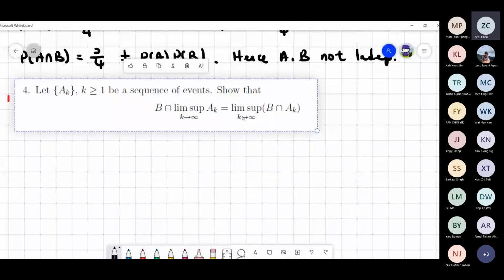All right, so this is actually a general situation, without having any assumption on A_k, whether independent or not independent. We just have a sequence of events A_k, and we have another event B. We just want to show that B intersect lim sup A_k will be just lim sup of B intersect A_k.